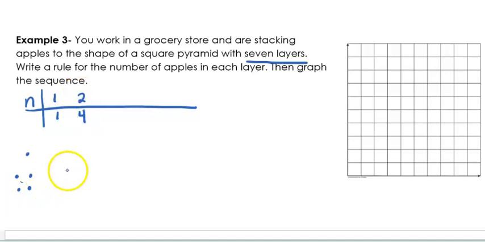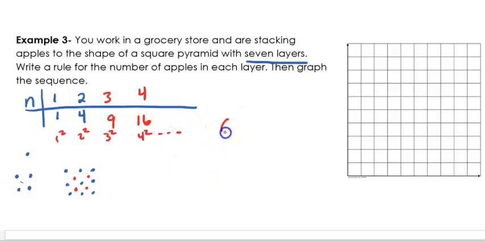The third layer would be with 9 apples, because if this makes sense, the other 4 would be resting in between them like that. So the third layer would have 9 apples, and the fourth would have 16, and so on. So when I look at these, I see that these are 1 squared, 2 squared, 3 squared, 4 squared, and so on. So my rule is n squared. All right, and so my numbers, if I kept going, 5 would be 25, 6 would be 36, 7 would be 49. They want me to graph the sequence.